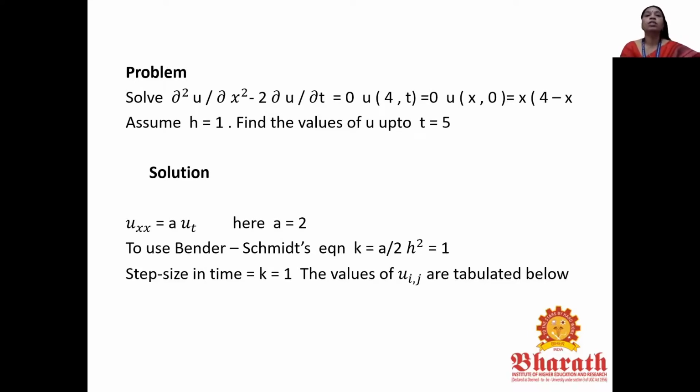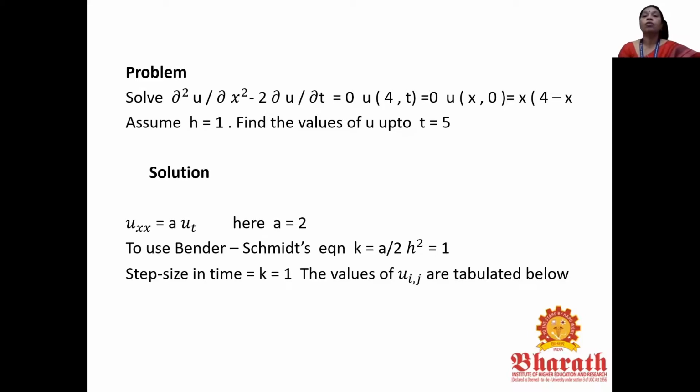So the solution is, you are given the partial differential equation. So we can write that as U double X is equal to A into UT, and your A is equal to 2 here. We are comparing the given problem to the general form. So here A equal to 2. So using the Bender-Schmidt equation, your K is equal to A by 2 and H square is equal to 1. So the step size in time is K equal to 1.